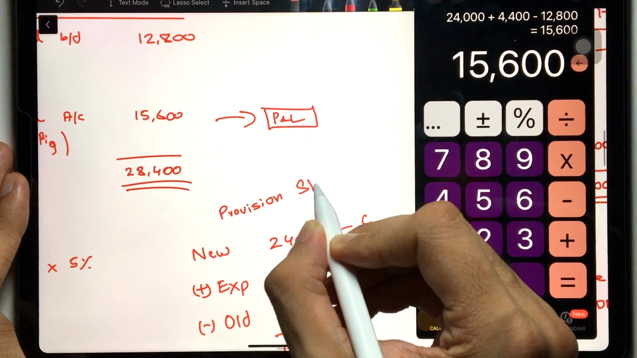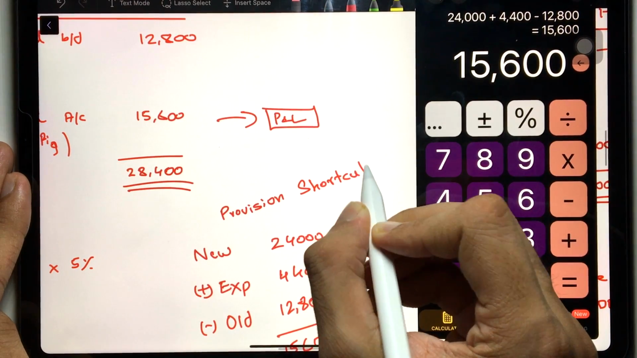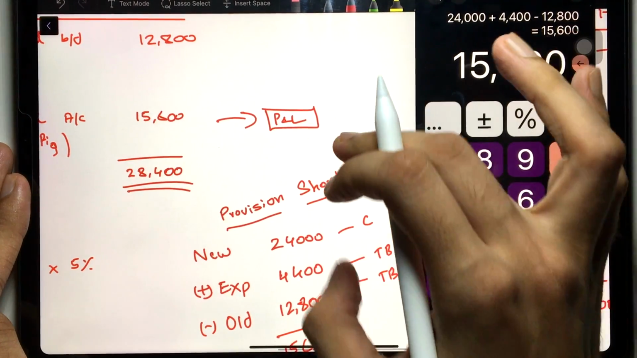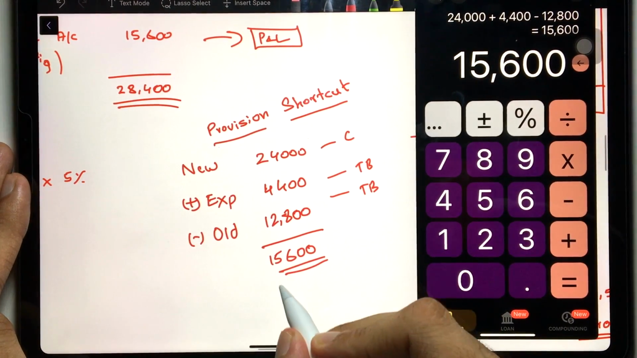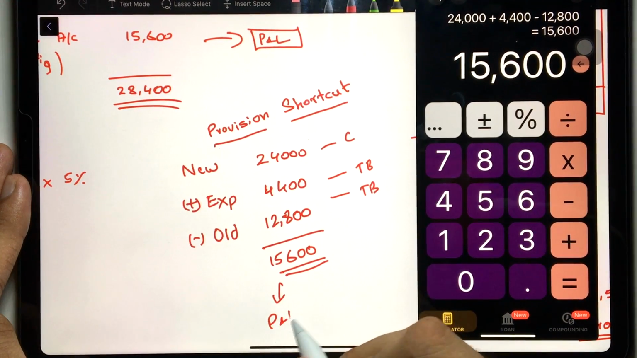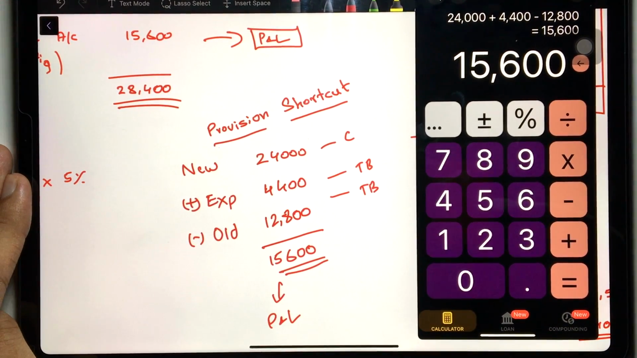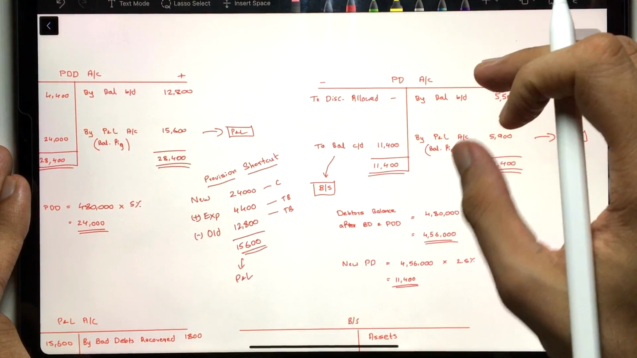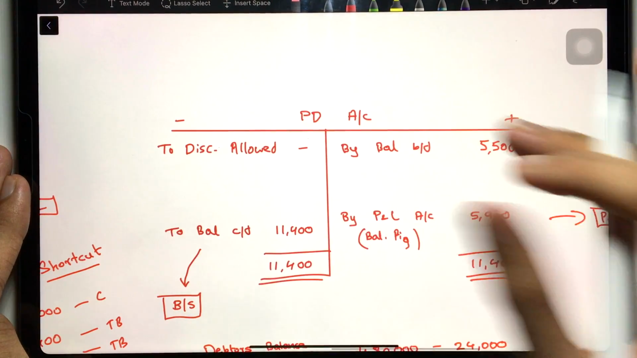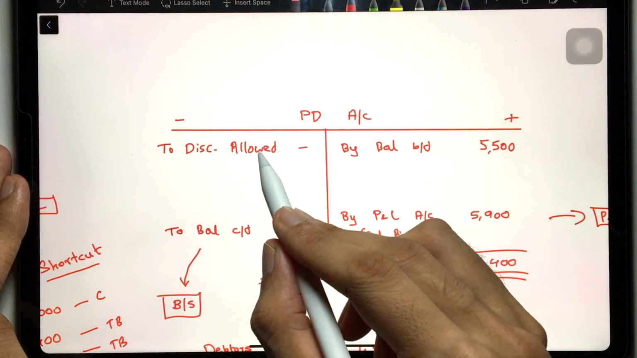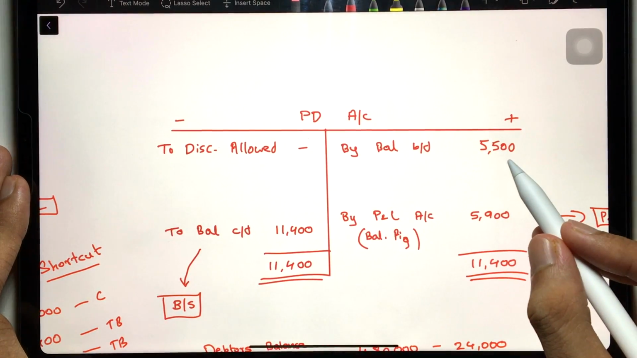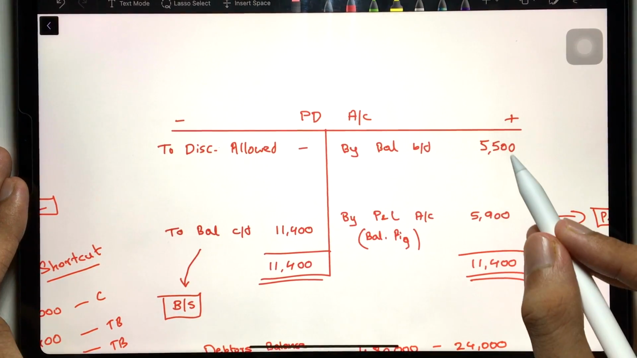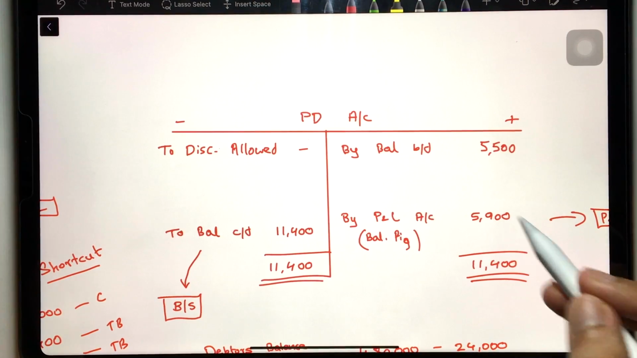Provision shortcut. What kind of shortcut is it? Why do we use it? We use it to find out how much will go to PNL. That's the idea, right? Now the same shortcut you can also apply over here. New provision plus the expense, there is no expense, so directly minus the old provision. 11,400 minus 5,400, that will give you 5,900.